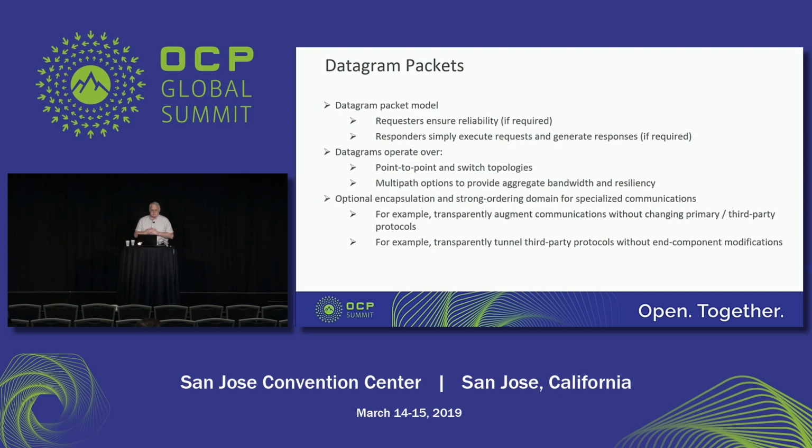The datagrams, the requesters ensure the reliability of the transport. Responders simply execute the request and generate the response if required. To verbalize what's happening, a CPU needs some memory. It encapsulates that request in a packet, ships it across a switchable fabric. The responder then unfolds it, looks at the request, responds with a response packet with the correct data.